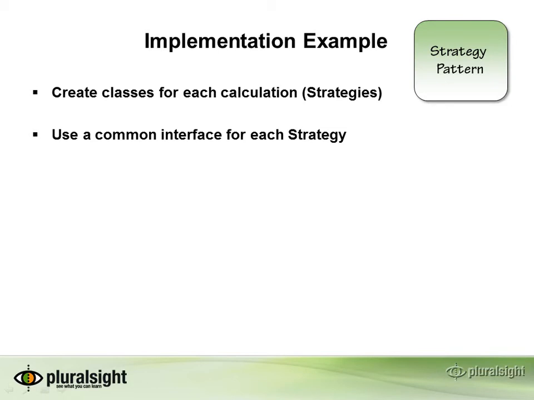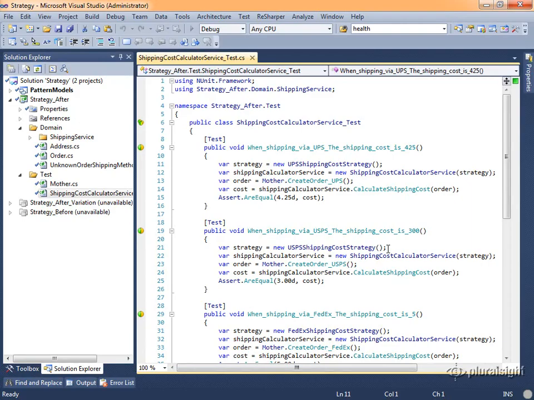As you might expect in our code, we're going to create classes for each calculation that we want to perform. These are our strategies, and we'll use a common interface for each strategy so that we can invoke it through a reference to the strategy interface within our context class.